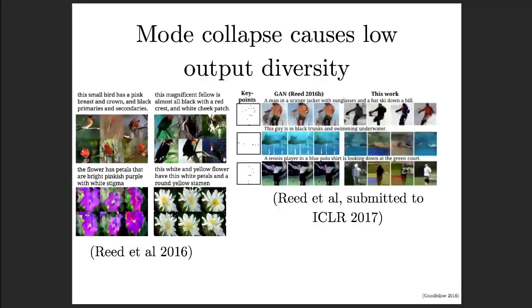Scott Reed and his collaborators have recently shown that for these sentence to image tasks, generative adversarial networks seem to produce samples that are much less diverse than those produced by other models. In the panel on the right, we can see how the sentence, "A man in an orange jacket with sunglasses and a hat skis down a hill," gives 3 different images of a man in essentially the same pose when we use a generative adversarial network. But using the model developed in this paper, it's possible to get greater diversity in the output.